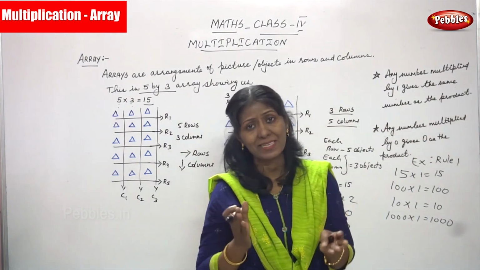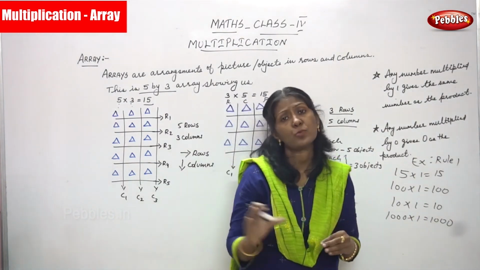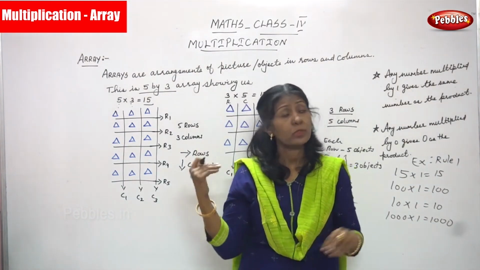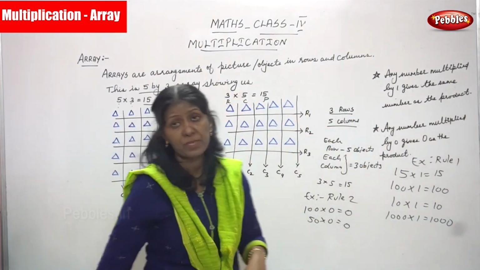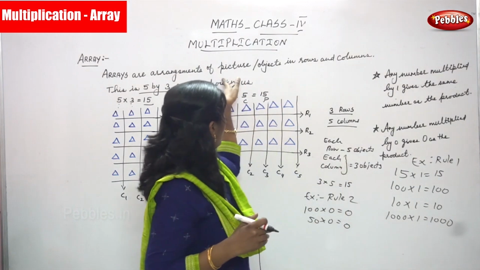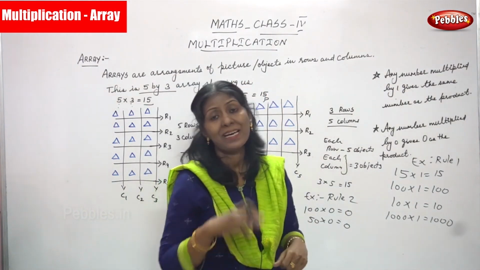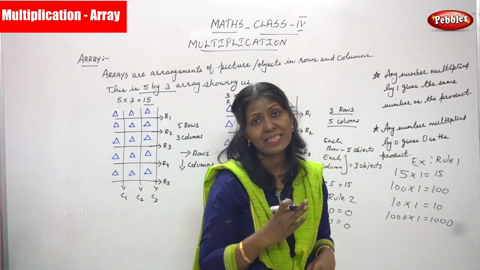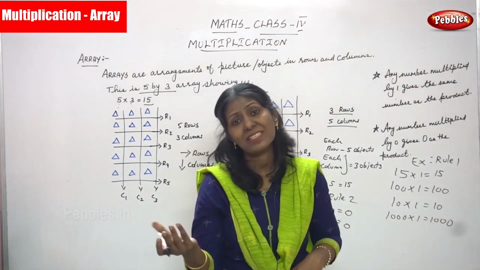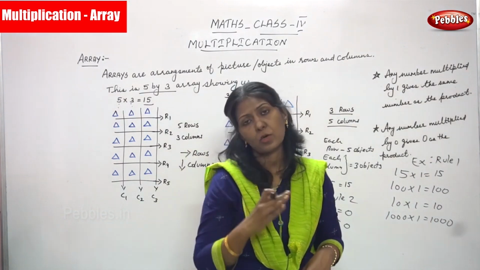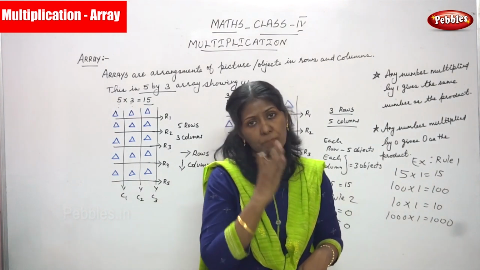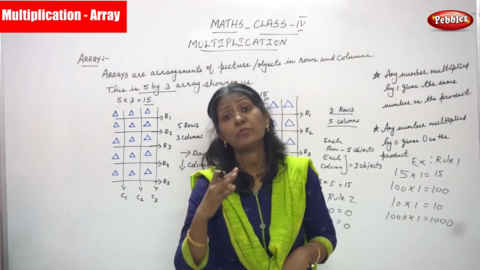Again I'll tell you what an array is. Array is nothing but an arrangement. Array is an arrangement of objects or pictures in rows and columns. It is a proper arrangement. Array is nothing but an arrangement of objects or pictures or images in rows and columns. This is called an array. I'll repeat. Array is an arrangement of what? Objects or pictures or images in rows and columns.